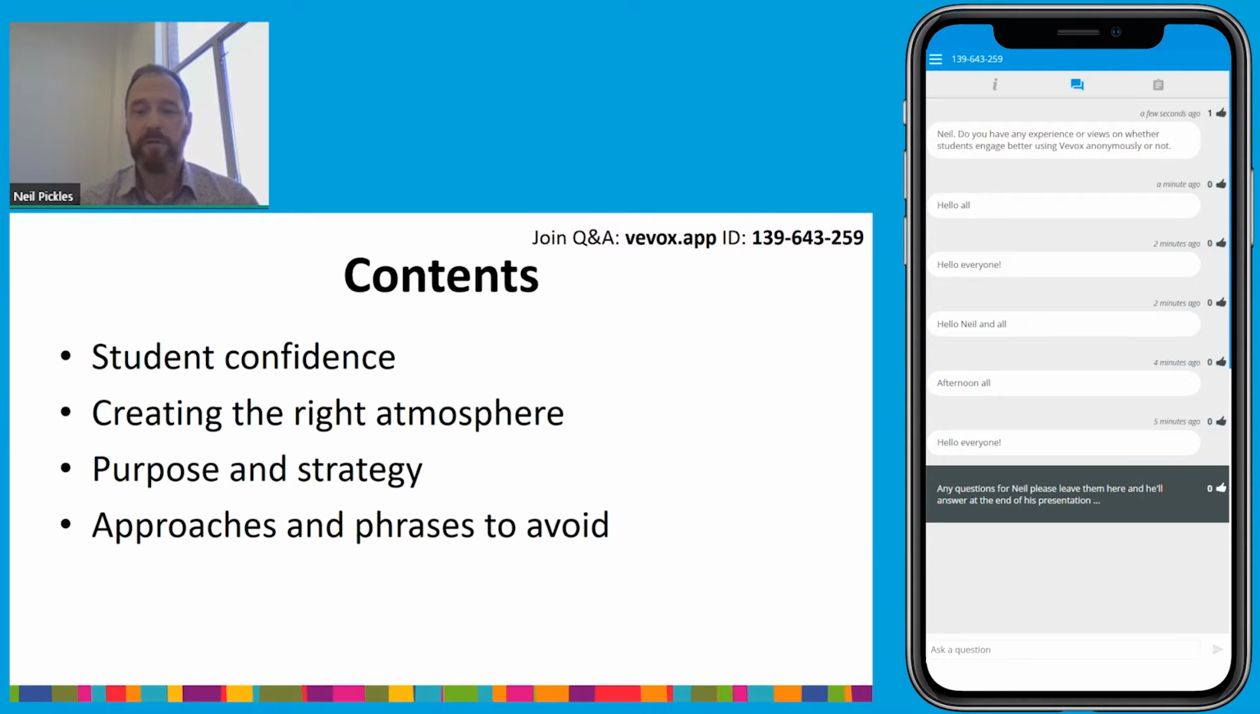I should say that this is very much based on anecdotal evidence from my own experience. However, I will reference a few areas of pedagogy, but not too much. And also looking at other strategies, thinking on your feet, what to do when things aren't quite going right.